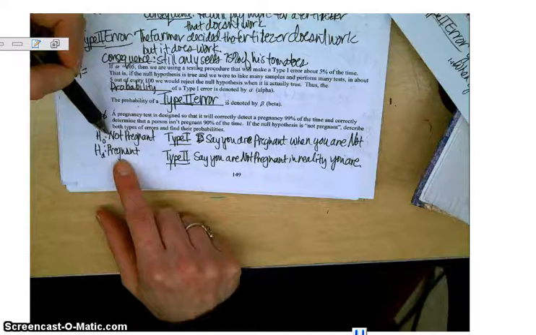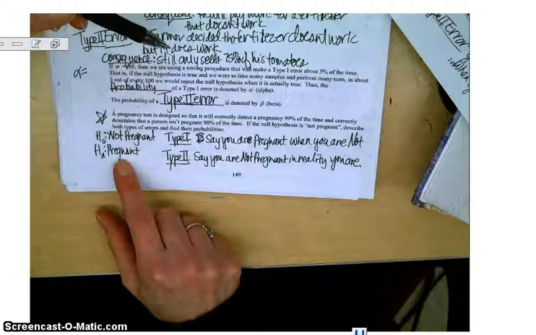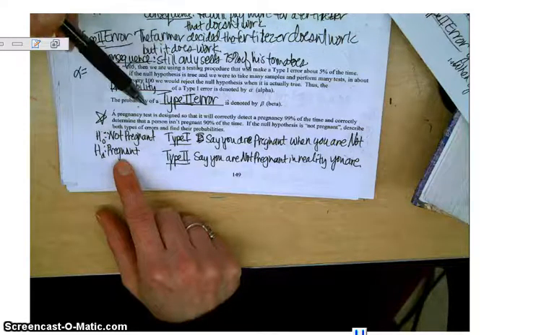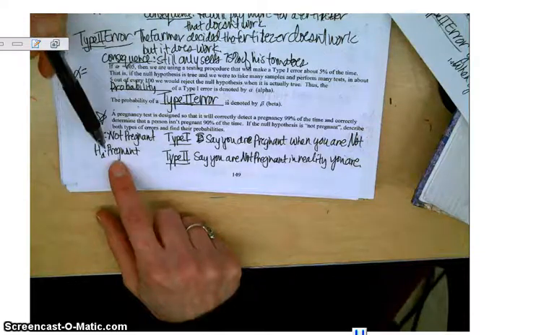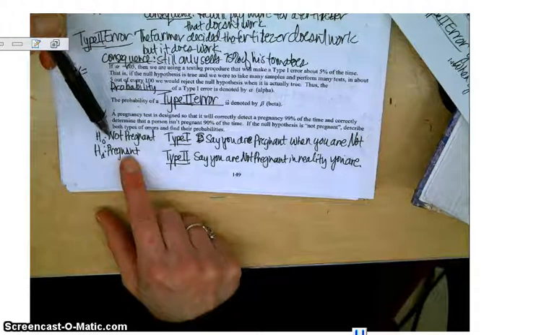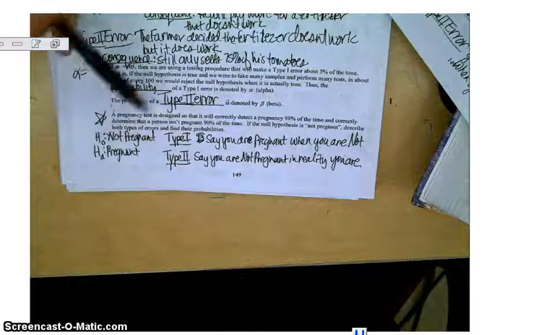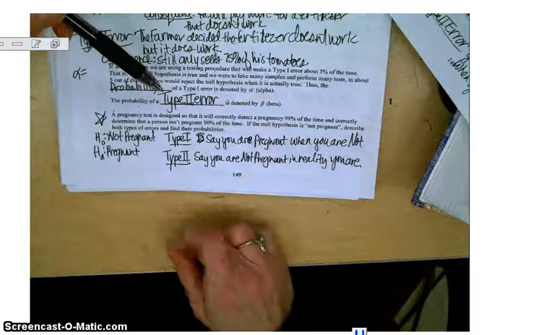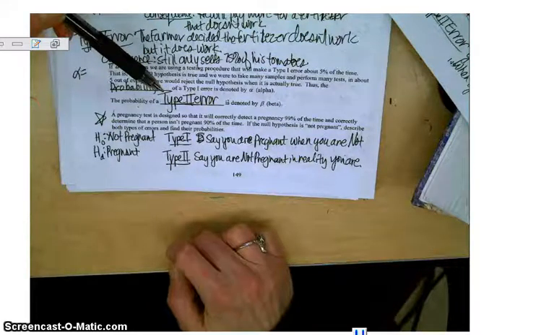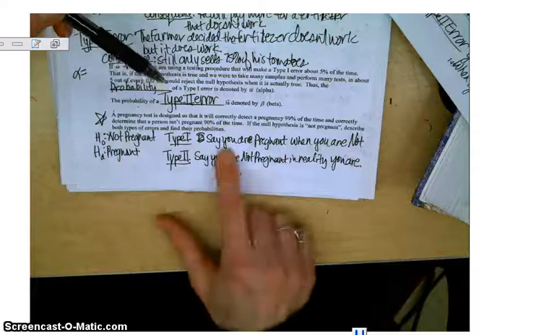So alpha, what is the alpha level in this problem? Okay, the error is deciding you are pregnant, but you're not pregnant. So we have to decide what is the alpha level here. What was the 0.01?